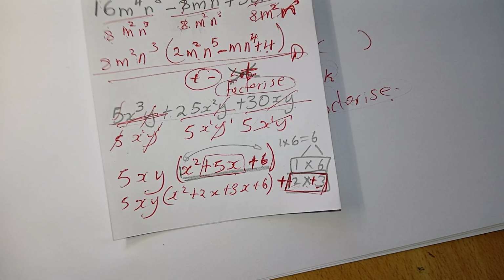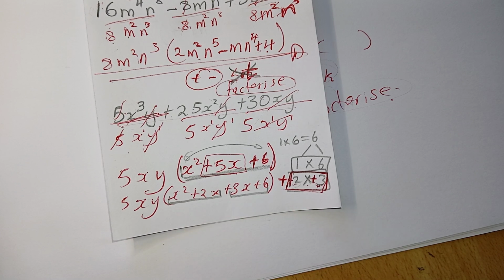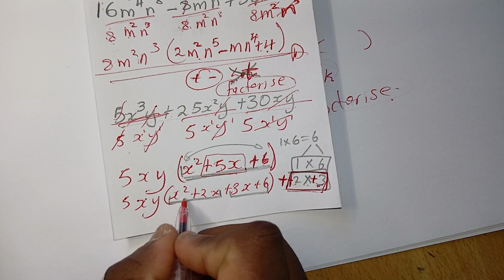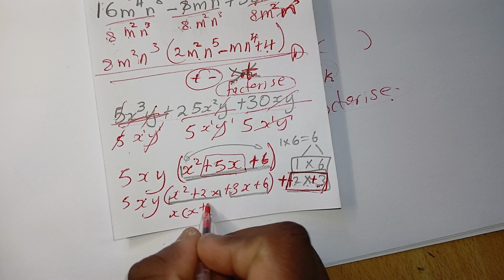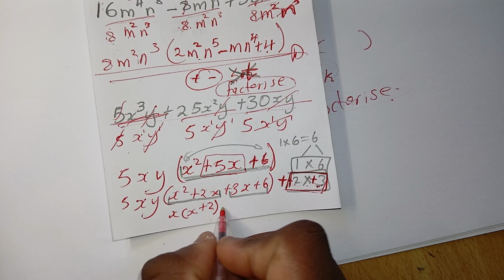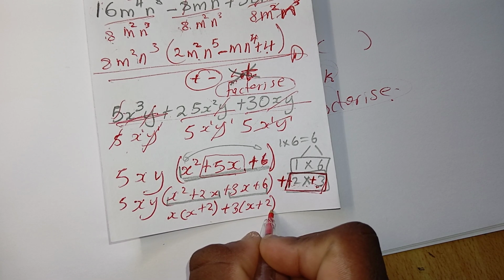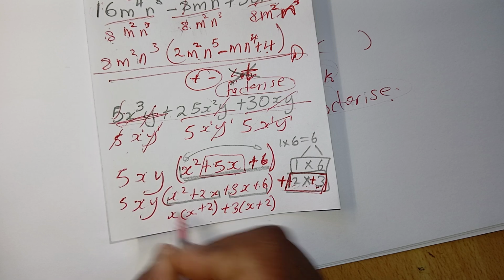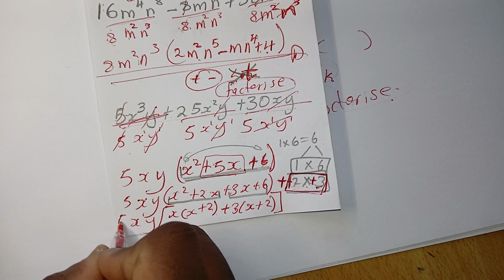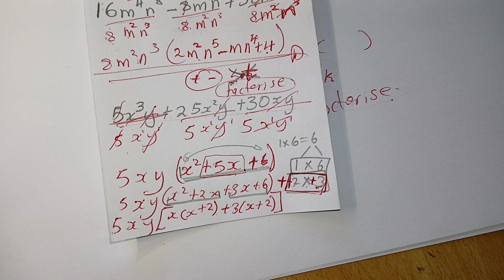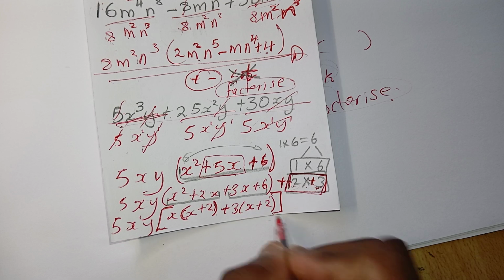So now, I see 4 terms. Let me factorize this. Take the common factor. The common factor here is x. Divide there, it's plus 2. And the common factor here is plus 3. Divide there, it's x. Divide there, it's plus 2. Do you see that? And now these brackets, guys, I can just do them like this. So these ones are just some bigger brackets.